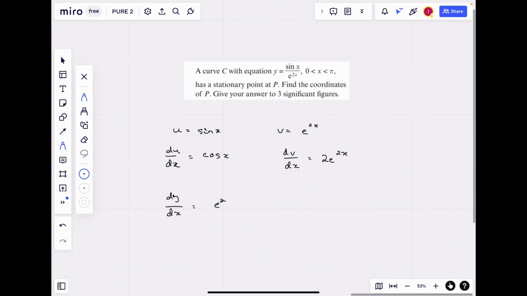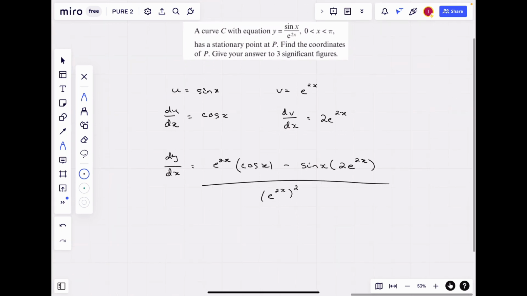v du by dx minus u dv by dx all over v squared, like that. Now, after fully expanding and simplifying, you should get e to the power of 2x, bracket cos x minus 2 sine x, all over e to the power of 4x.